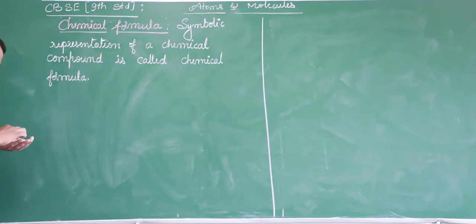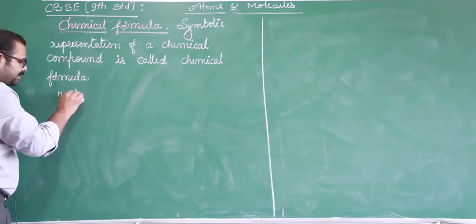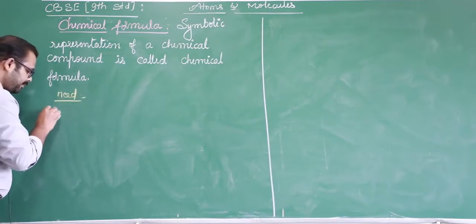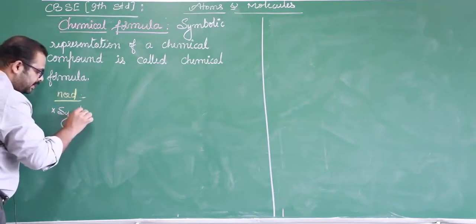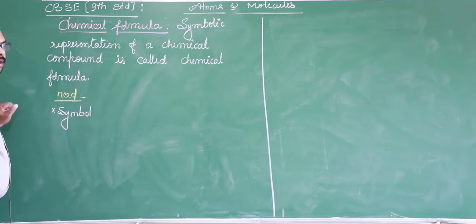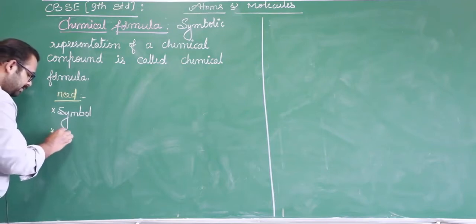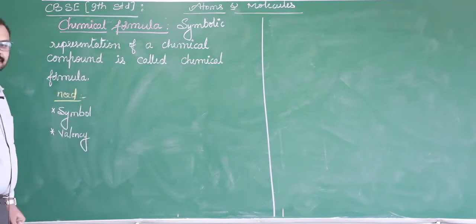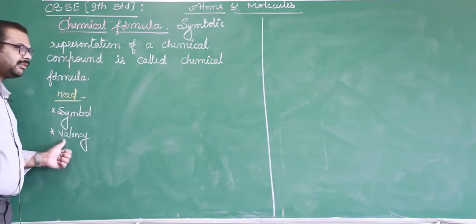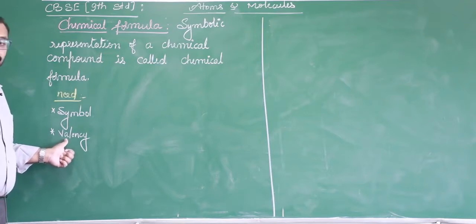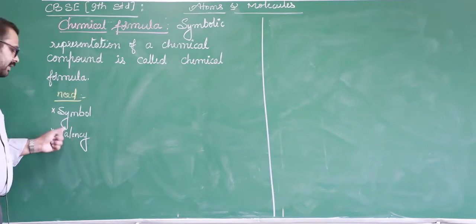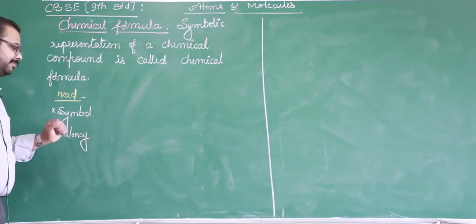In order to write a chemical formula, we should first know the symbol of an element. Without knowing the symbol you cannot write the chemical formula. Another thing is the valency of the elements. In the coming topic we will learn what valency actually is and how to find the valency of different elements. For this class we briefly discuss that valency is nothing but combining capacity.